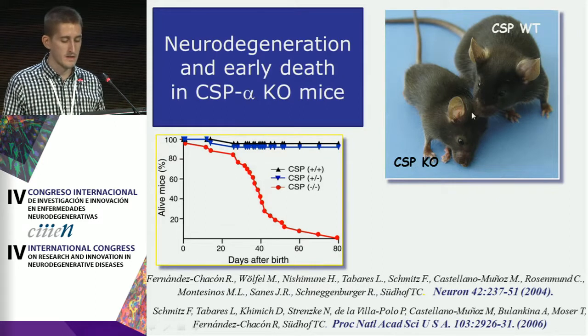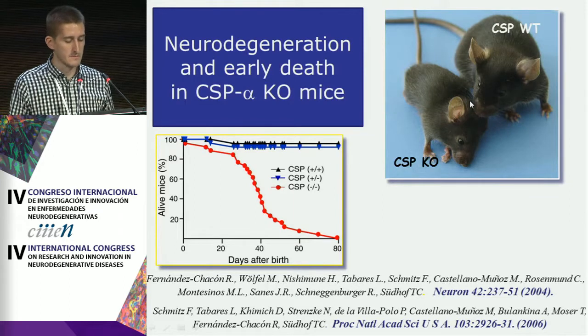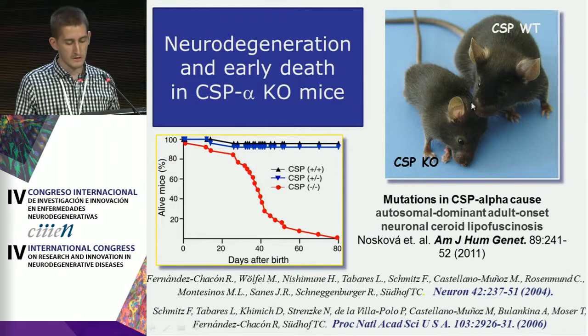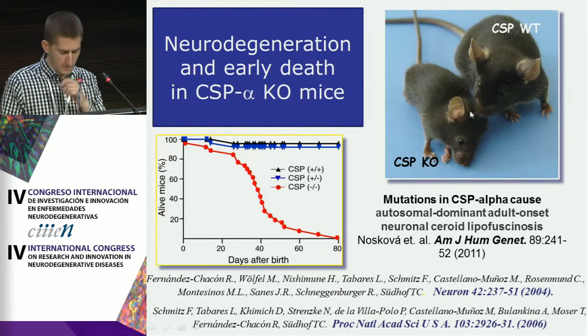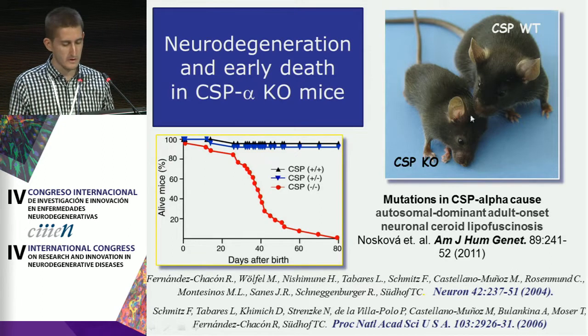In fact, mutant mice for CSP suffer from early death and neurodegeneration, and it's also associated with a human disease. It's a rare disease, neuronal ceroid lipofuscinosis.